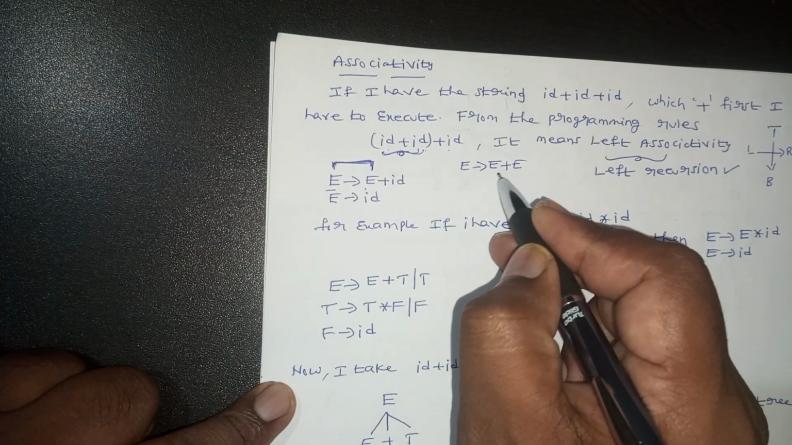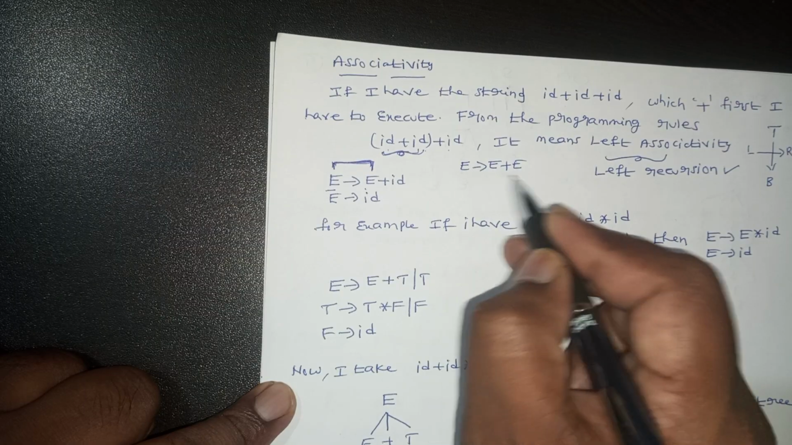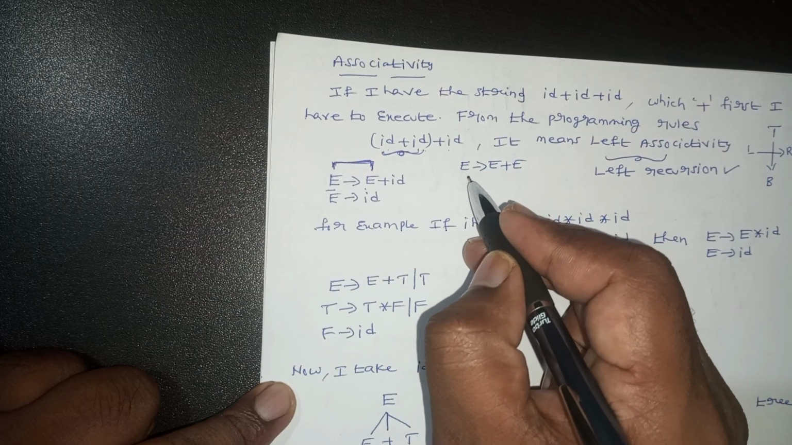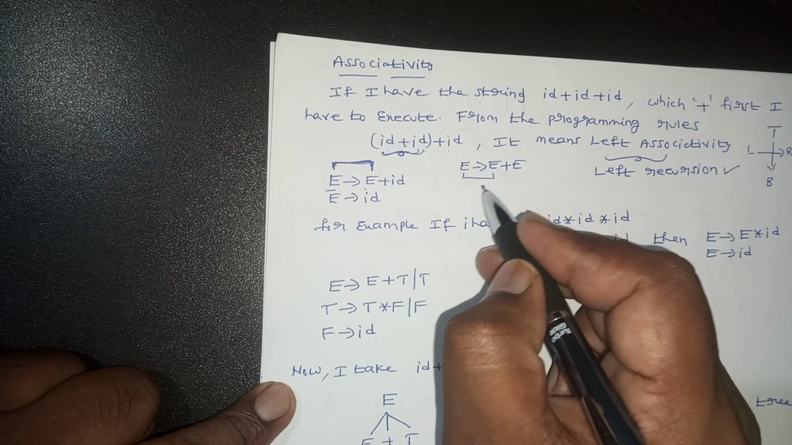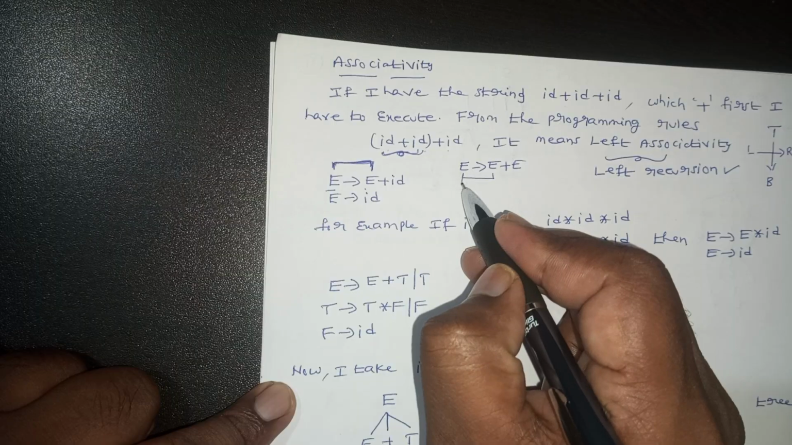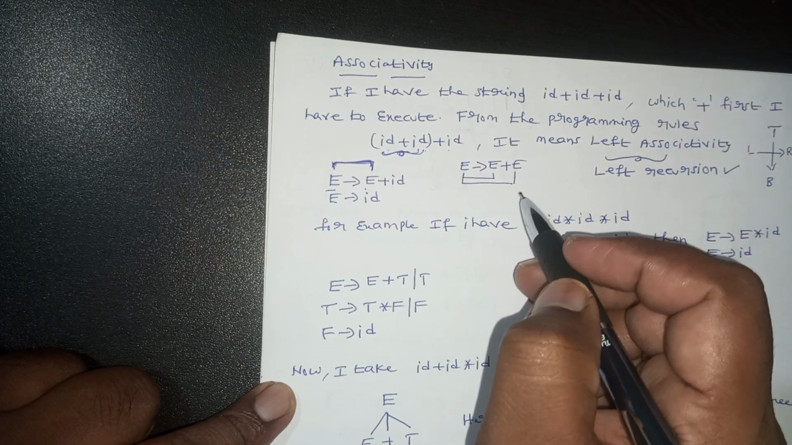Then what? This is not left recursive and this is not right recursive. Why? Because you may say this is the same, then this is left recursive. Again, if this and this are the same, you say this is right recursive. Any one can be there, not both.